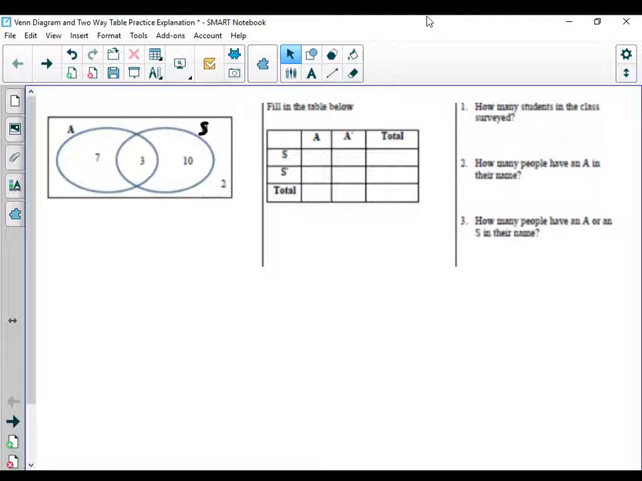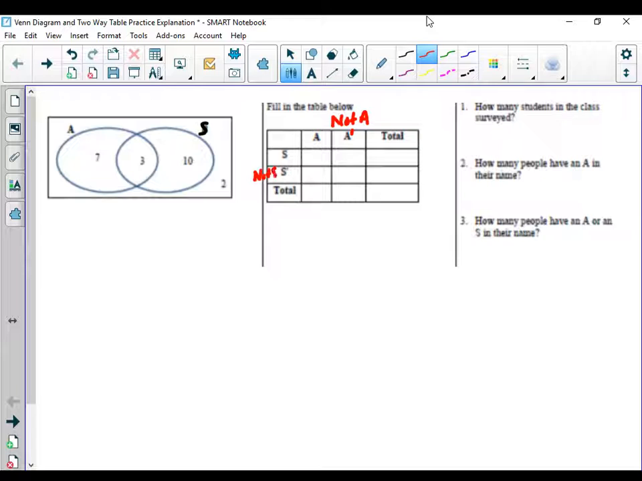Now, a little notation. When you look at the two-way table, they have two columns there. They have an A column, and then an A with what looks like a little apostrophe on it. That's not A. So in other words, they're looking at ones that had A and then ones that did not have A. Same thing for S. They had S and then S with that little apostrophe, which means not S. All right, let's see if we can fill in our two-way table.